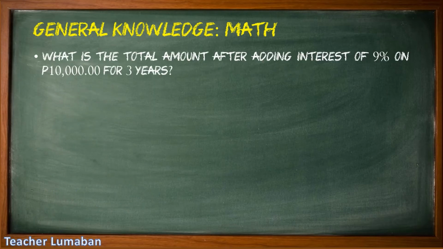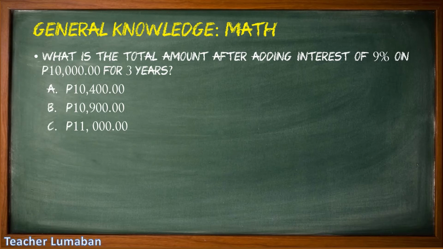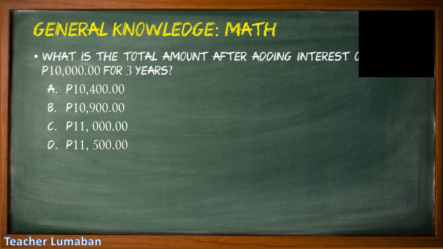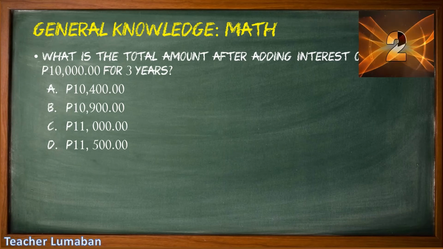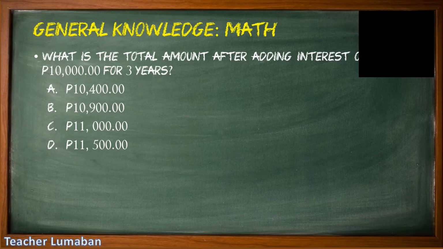What is the total amount after adding interest of 9% on 10,000 pesos for 3 years? Letter A, 10,400 pesos. Letter B, 10,900 pesos. Letter C, 11,000 pesos. Letter D, 11,500 pesos. Please answer in 5, 4, 3, 2, 1.